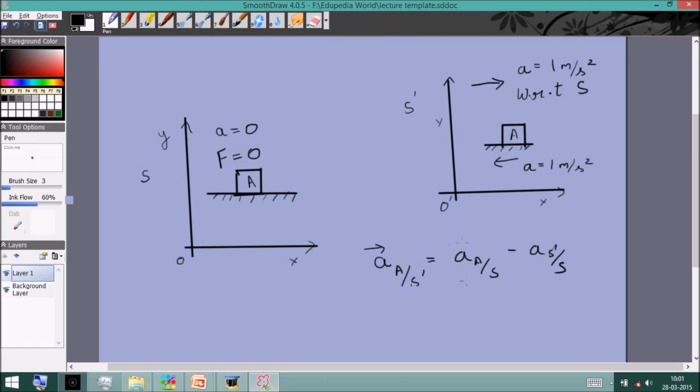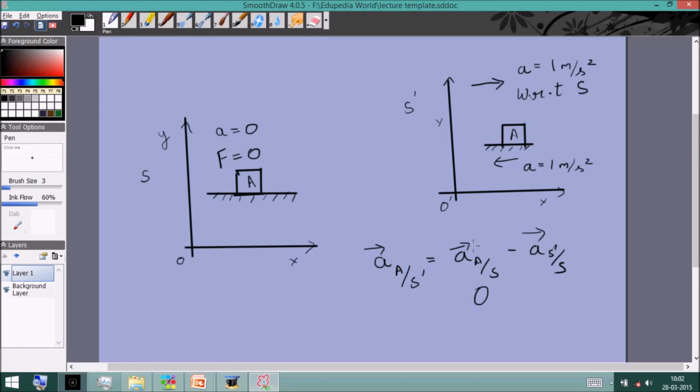Now in the frame S dash is moving towards the right with an acceleration of 1 meter per second squared. So if I am standing in the frame S dash, it would seem to me that this object is moving towards the left with an acceleration of 1 meter per second squared.